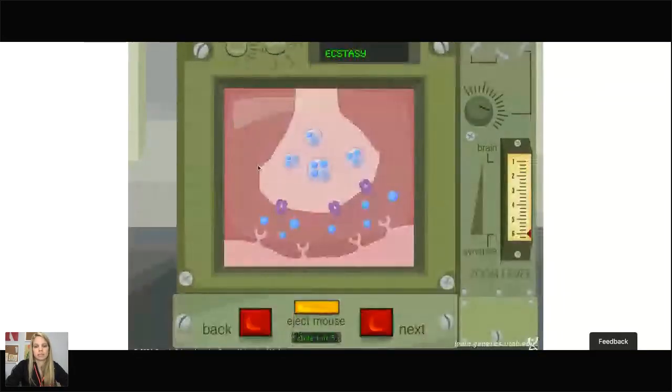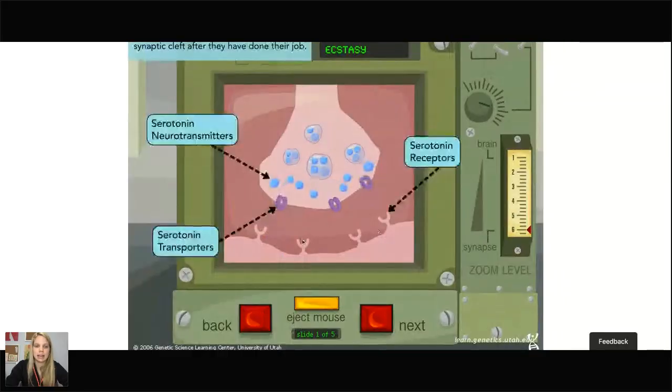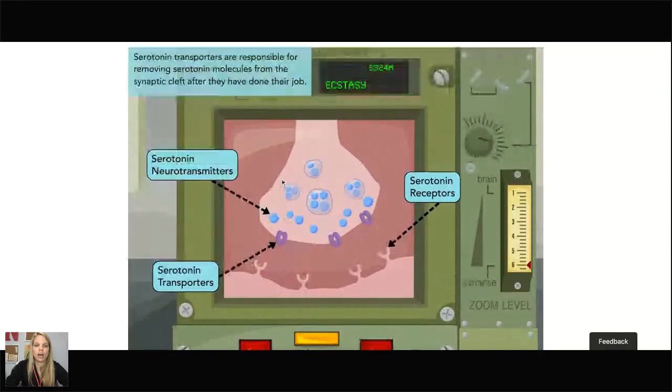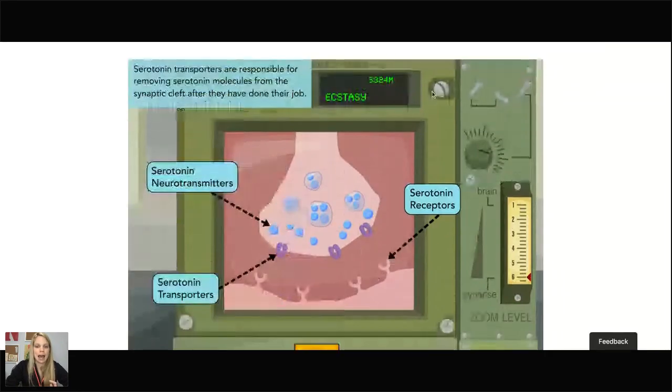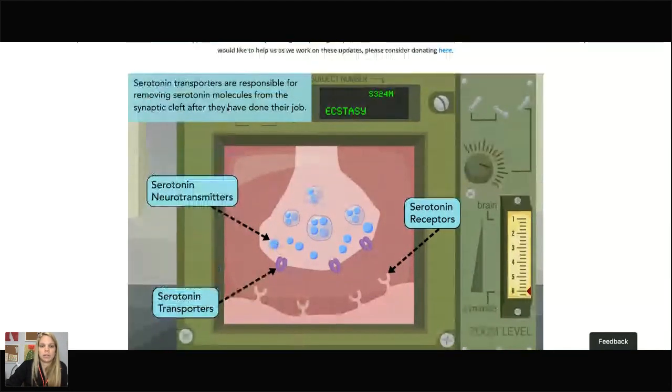So the whole reason I like this, though, is you can see the molecules that are involved in each specific substance and how it messes with the brain. Serotonin transporters are responsible for removing serotonin molecules from the synaptic cleft after they have done their job. So this is just a cool way to see how it works. Here we have the axon, and here we've got a dendrite that is receiving. We've got these transport proteins, serotonin transporters, okay? They have the serotonin neurotransmitter.